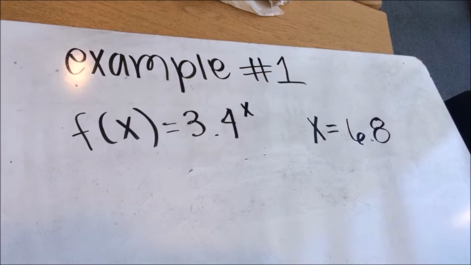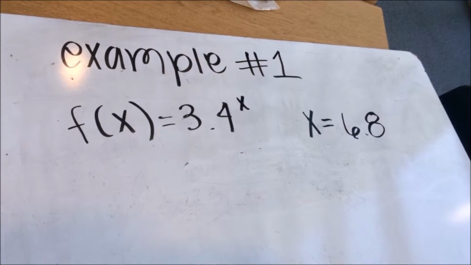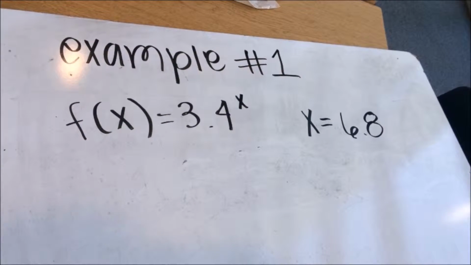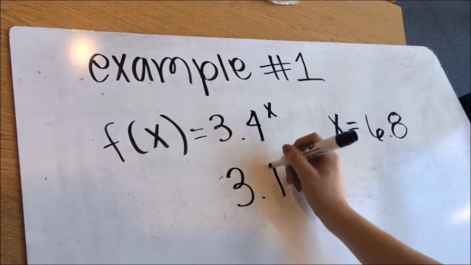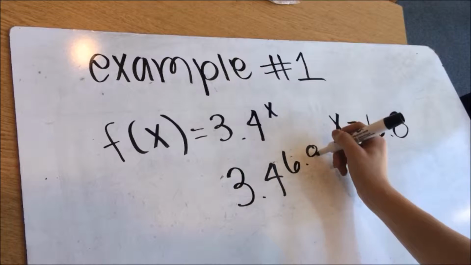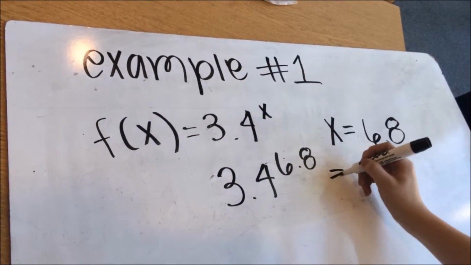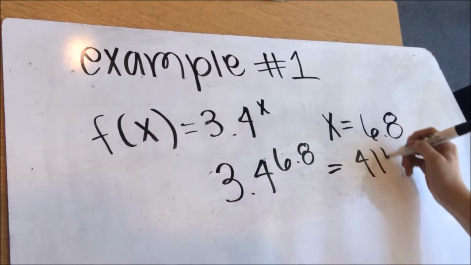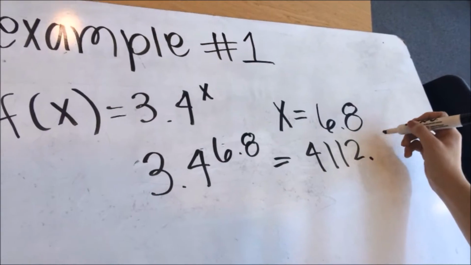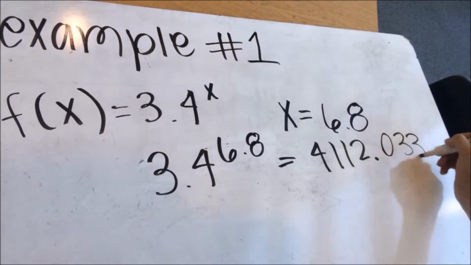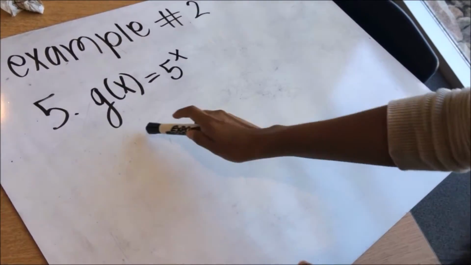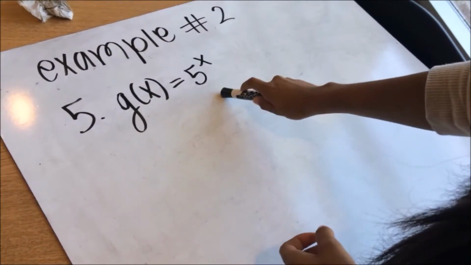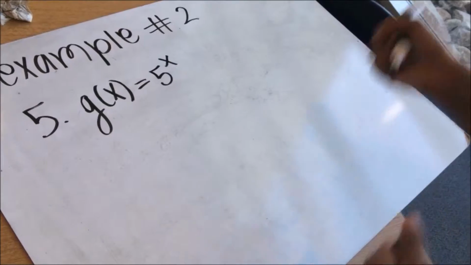For example number 1, we have f of x equals 3.4 to the x power, and in this case x equals 6.8. In your calculator you would type 3.4 raised to the 6.8 power, and your answer should come out to 4,112.033.